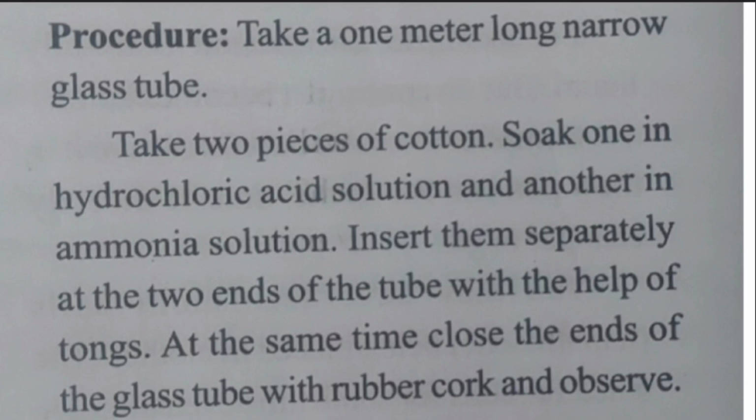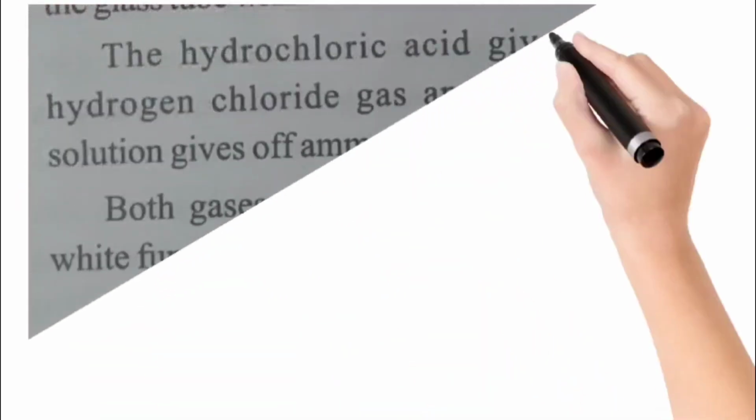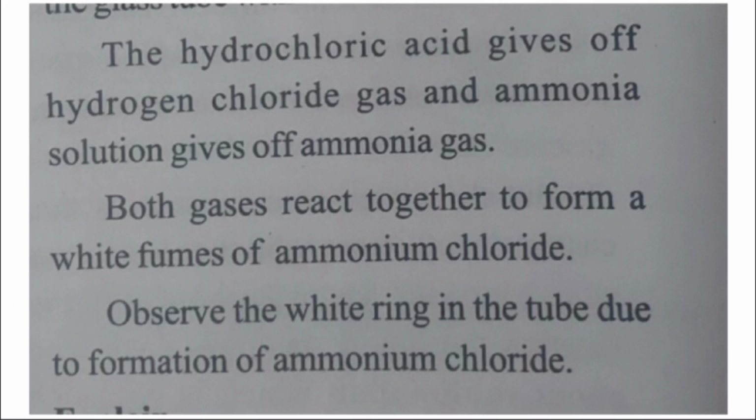Now at the same time close the ends of the glass tube with rubber corks and observe. What do you observe in this? The hydrochloric acid gives off hydrogen chloride gas, and the ammonia solution gives off ammonia gas. Both the gases react together to form white fumes. Fumes of ammonium chloride are formed. Now you will observe the white ring in the tube. Why? Due to the formation of ammonium chloride. So diffusion of two gases takes place here, of ammonia and hydrogen chloride.